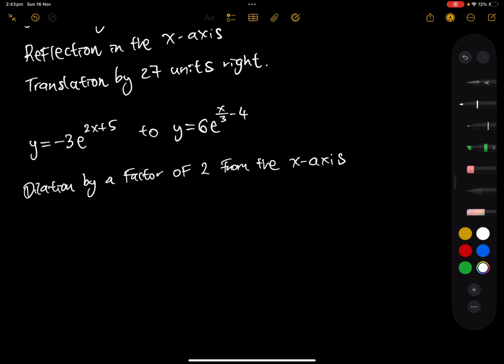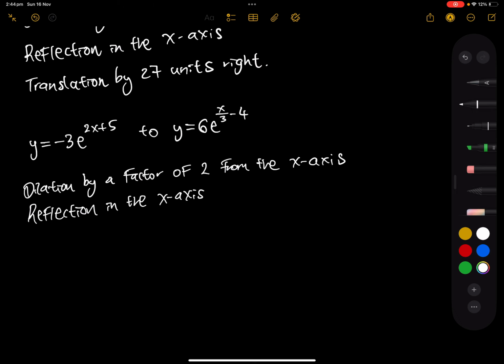Next up, we have our negative sign, and we don't have a negative sign here. So it is obviously a reflection in the x-axis. Yep. So now it's time to identify our horizontal translation, which you must be very careful with.